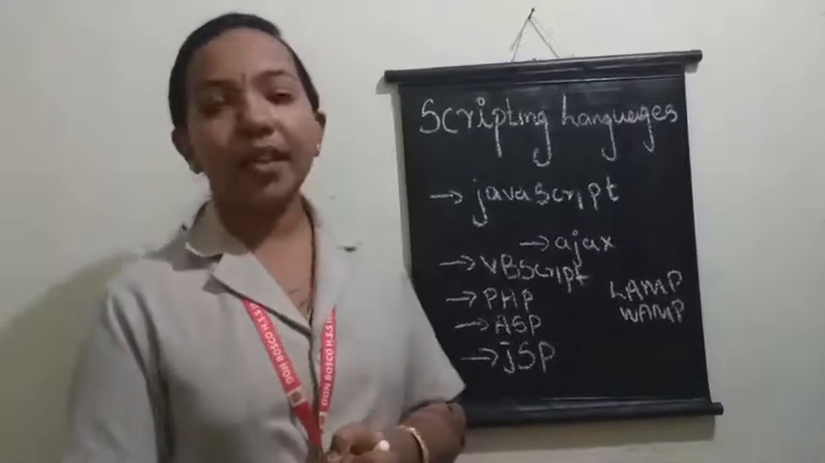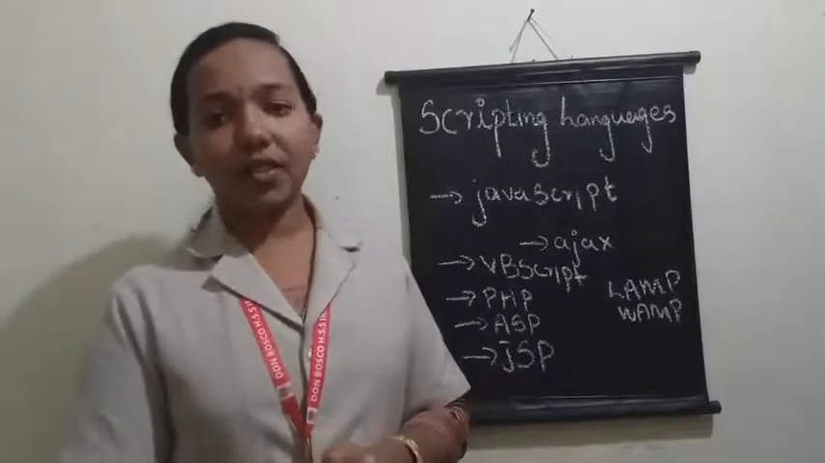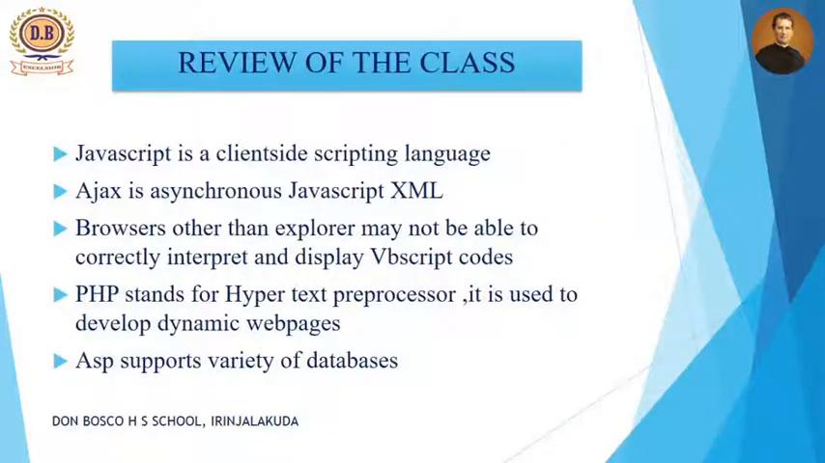So these are the different types of scripting languages. What is the first language? JavaScript. JavaScript is the most commonly used client-side scripting language. It supports a feature called AJAX, Asynchronous JavaScript XML. Then the second one, VBScript. There is one disadvantage: without Internet Explorer, it will not execute. Then the third one, PHP, Hypertext Preprocessor. Then ASP, Active Server Pages, then Java Server Pages. So these are the commonly used scripting languages, client and also server-side.